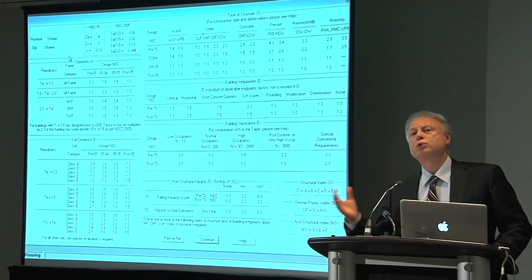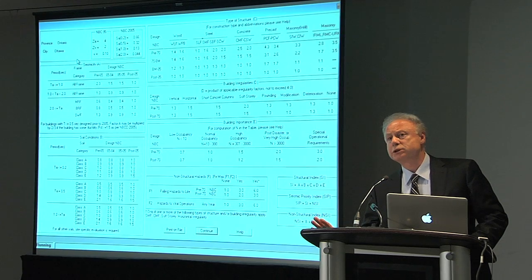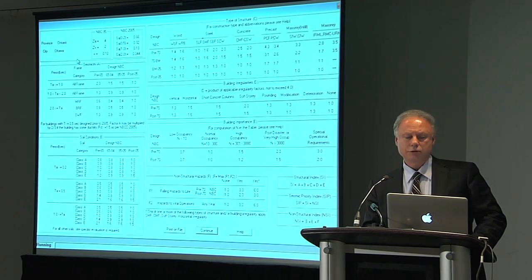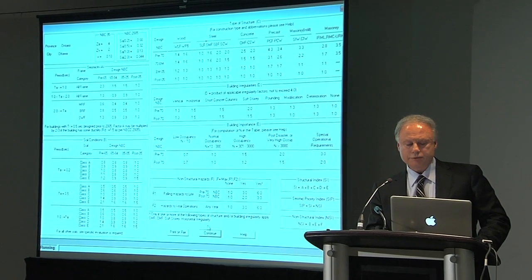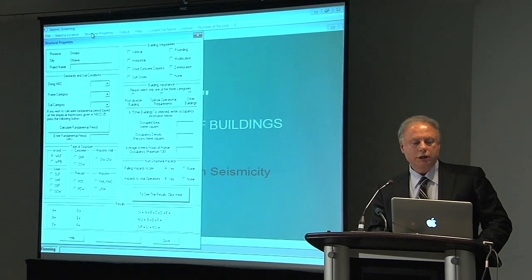And if you are working only in the city of Ottawa, you may not wish to carry your laptop. You can just print this, go around, and pick up your coefficients and calculate your seismic risk index. But if you want the computer to do it, then you say continue, and then select structural properties. It says province, Ontario, City, Ottawa.